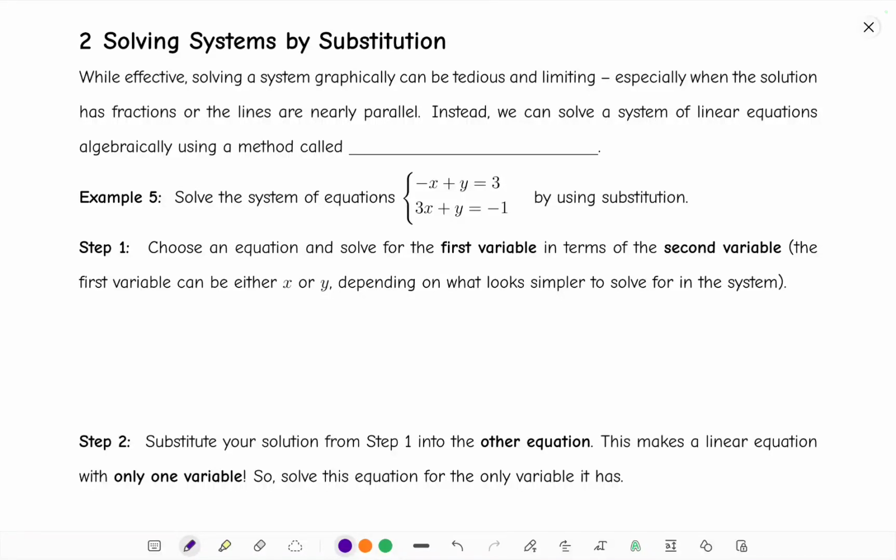Hello, today I'm going to cover part 2 of section 6.1, solving systems by substitution. While effective, solving a system graphically can be tedious and limiting, especially when the solution has fractions or the lines are nearly parallel. Instead, we can solve a system of linear equations algebraically using a method called substitution.